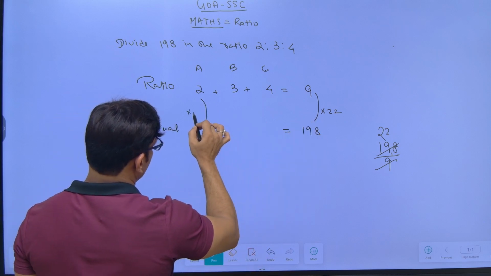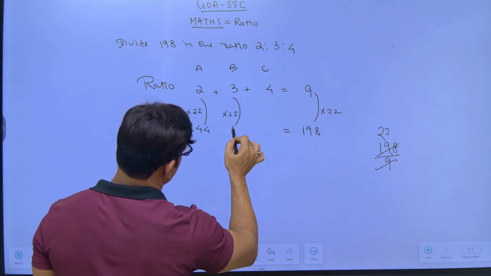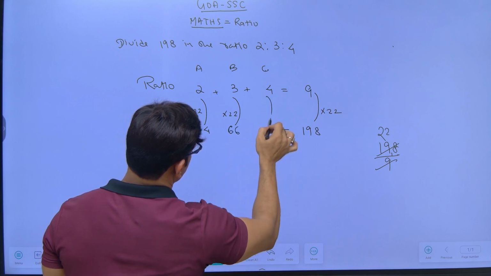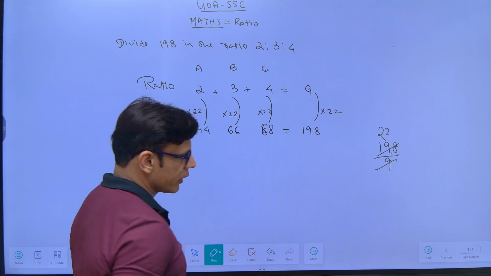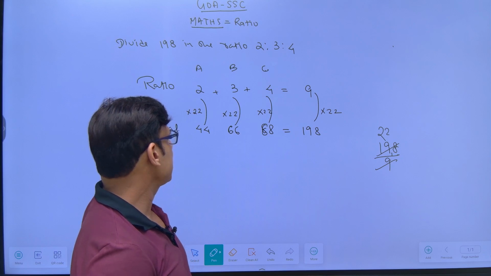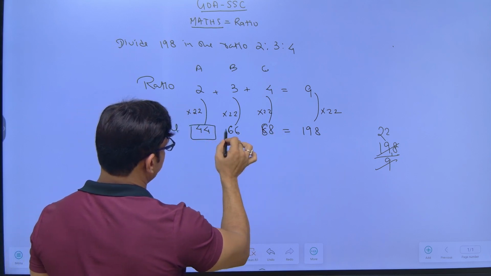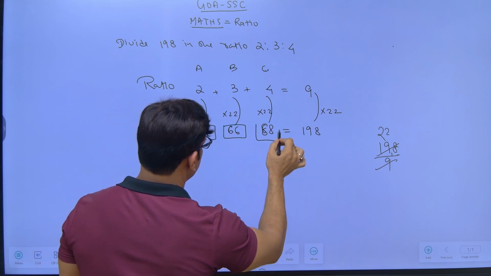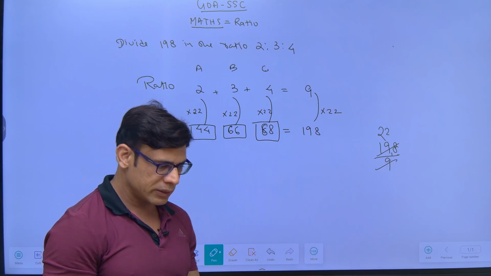So multiply 2 also with 22 will give you 44. Multiply 3 also with 22 will give you 66. And multiply 4 also with 22 will give you 88. So that is how you can find out the multiplying factor and then the respective values. That means A will get 44, B will get 66 and C will get 88. I hope this question is clear to all of you.